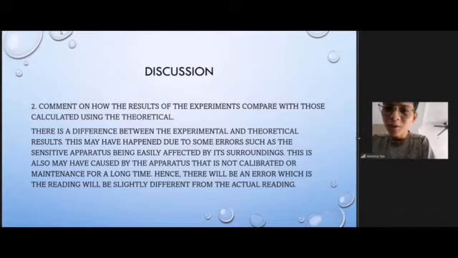Discussion number 2: comment on how the results of the experiments compare with those calculated using the theoretical. There is a difference between the experimental and theoretical results. This may have happened due to some errors, such as the sensitive apparatus being easily affected by its surroundings. It may also have been caused by the apparatus not being calibrated or maintained for a long time, hence there will be an error, which is the reading will be slightly different from the actual reading.